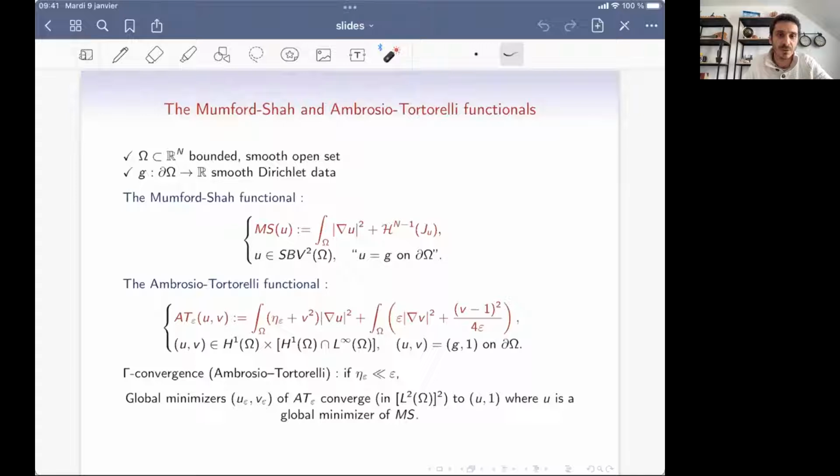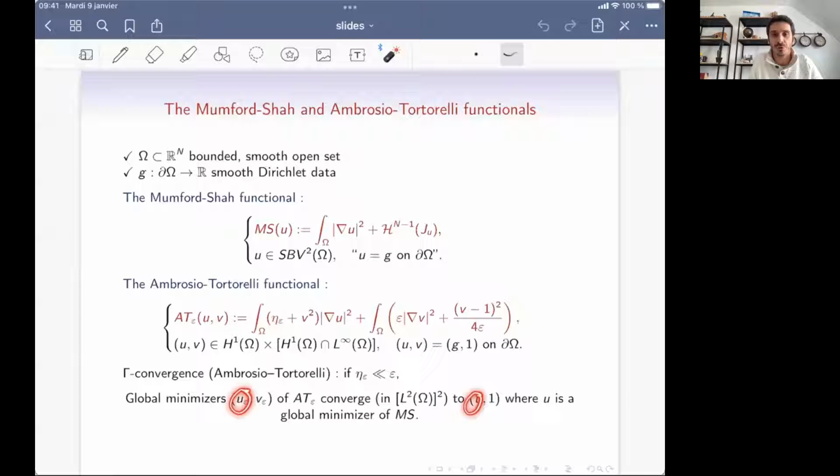So this has been made precise by Ambrosio and Tortorelli, who proved the gamma convergence result that, provided your parameter, which is here, is small enough, and I'm going to set it to be zero in the next slides to make things easier, the Ambrosio-Tortorelli functional gamma converges to the Mumford-Shah functional. In particular, as an immediate consequence of gamma convergence, you get convergence of global minimizers of the Ambrosio-Tortorelli functional: V epsilon will converge to one, because of this term, and U epsilon will converge to a function U, which will be a global minimizer of the Mumford-Shah functional.